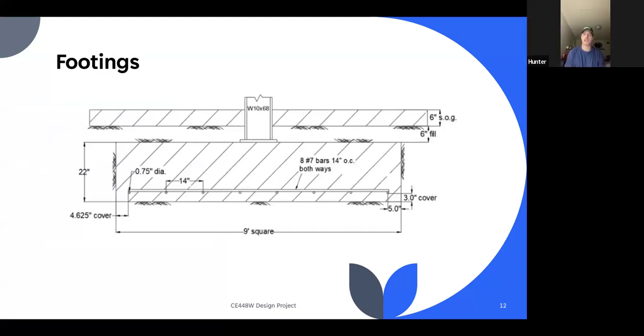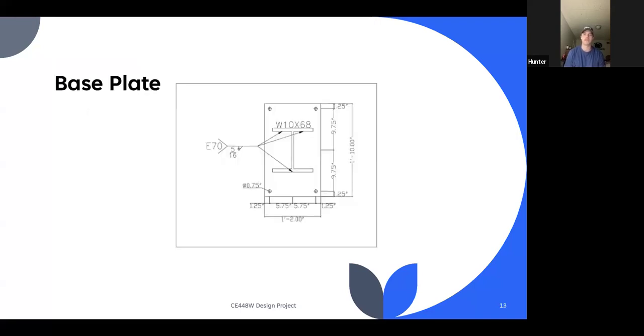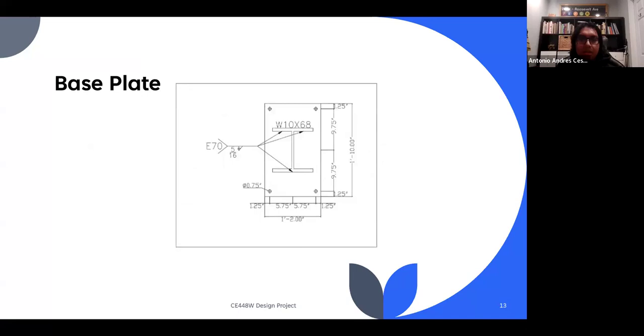Our footing is 9 feet by 9 feet and 22 inches thick. And for reinforcement, we have 8 number 7 bars spaced at 14 inches, and that goes both ways. The column is connected to the foundation through a 22-inch by 14-inch base plate using grade 36 anchor rods and fillet welds.